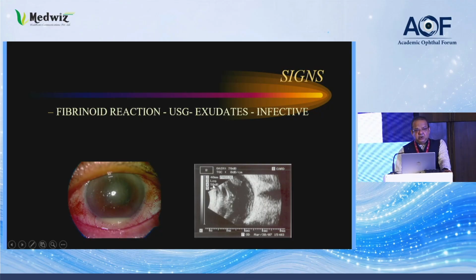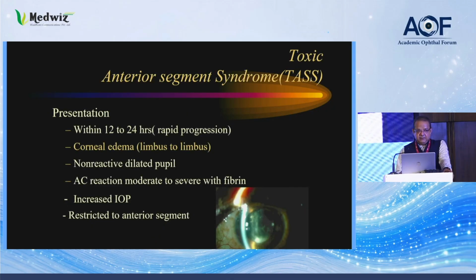If you are not able to visualize the posterior segment, go ahead and do an ultrasound. And if you find exudates like this in the vitreous cavity, it's diagnostic of infection and you have to give intravitreal antibiotic.